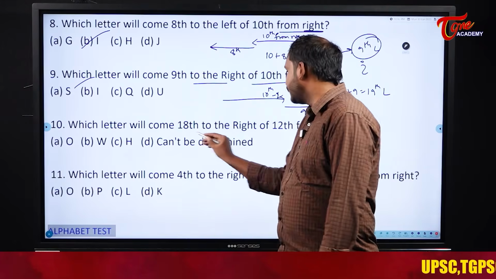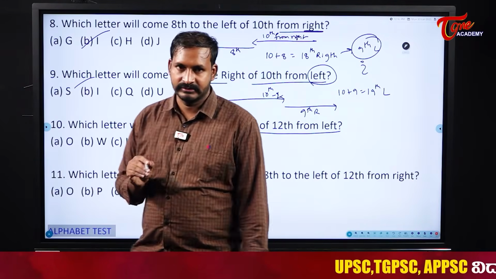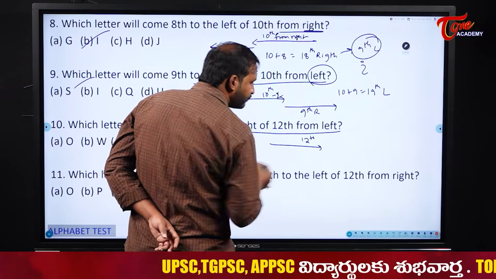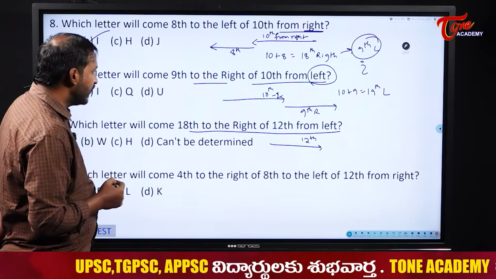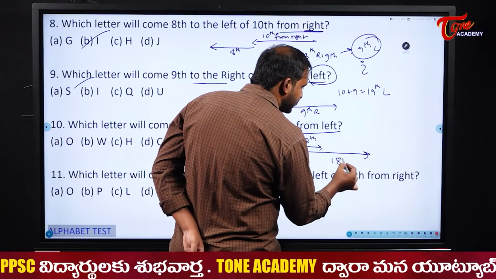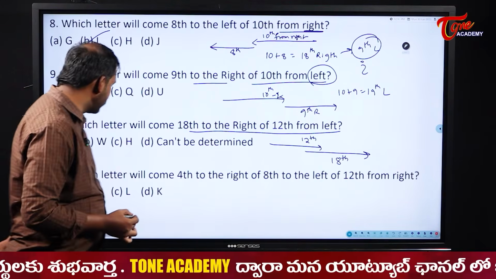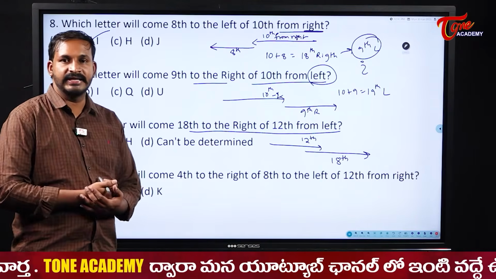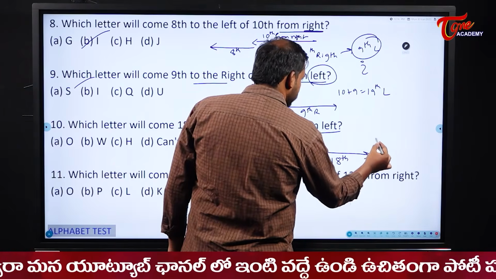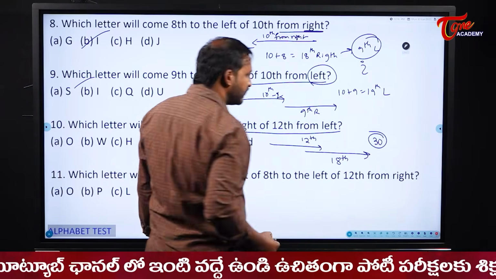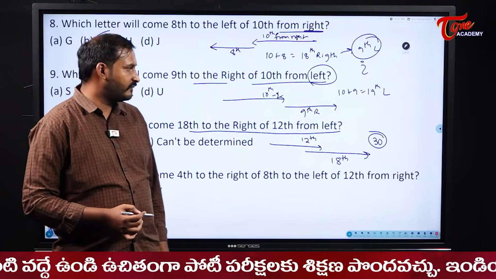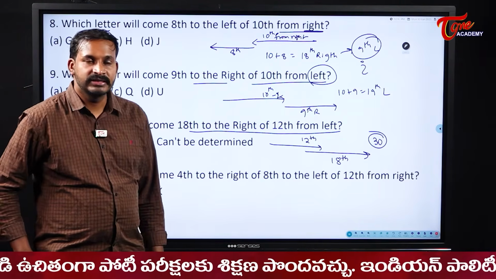Which letter will come 18th to the right of 12th from left? Okay. 12th from left. To its what I need to find? 18th to its right. That means we are moving in the same direction. Yes, we are moving in the same direction. Now what happened? 12 plus 18. 12 plus 18, what it becomes, students? 30. So what it becomes? 30.